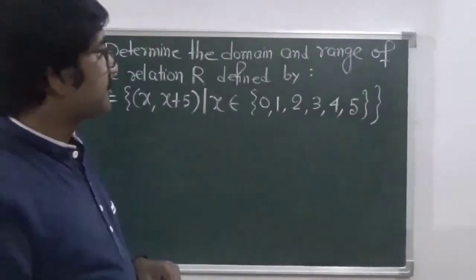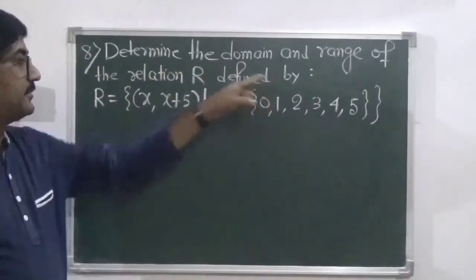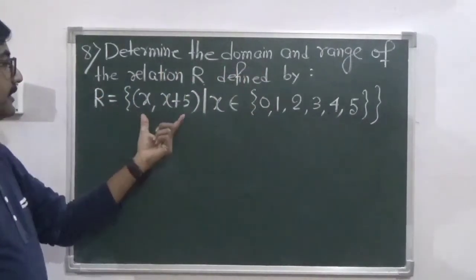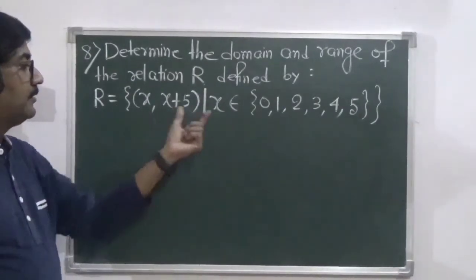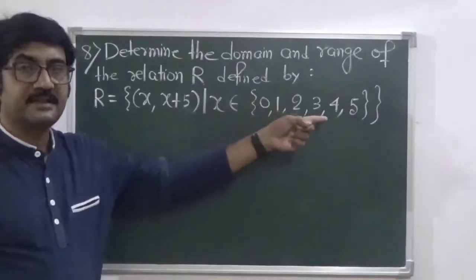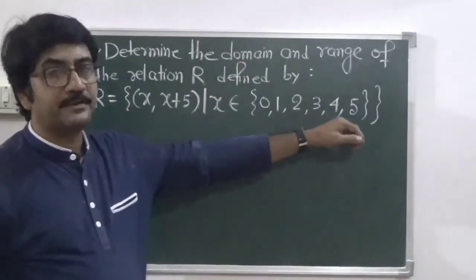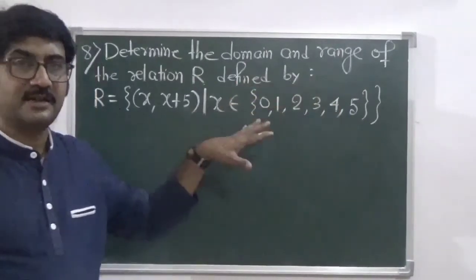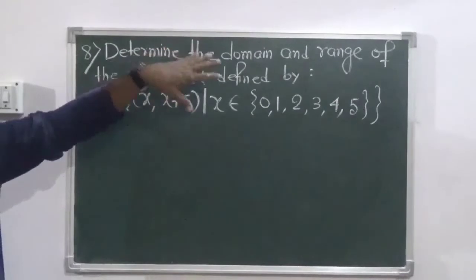Looking into the next question, determine the domain and the range of the relation R, which is defined by R equals the ordered pair x comma x plus 5, where x belongs to this set, that means x has the elements 0, 1, 2, 3, 4, 5. These are the values which x can take. So for this relation, we need to determine the domain and the range.